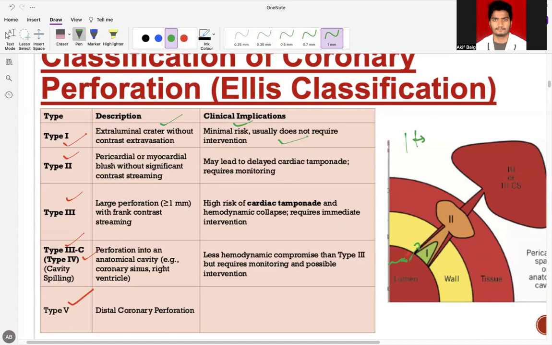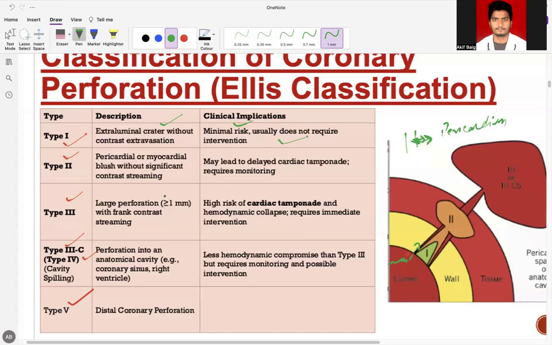Type 2 is when there is a perforation where the process has crossed the wall and is occurring in the surrounding tissue, but it is still not significant enough to cause an active leakage. You can see some staining at the vessel wall, but active oozing of blood out into the pericardium is not occurring. So that is called type 2.